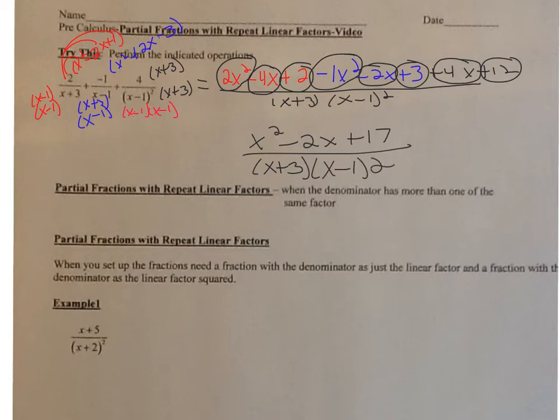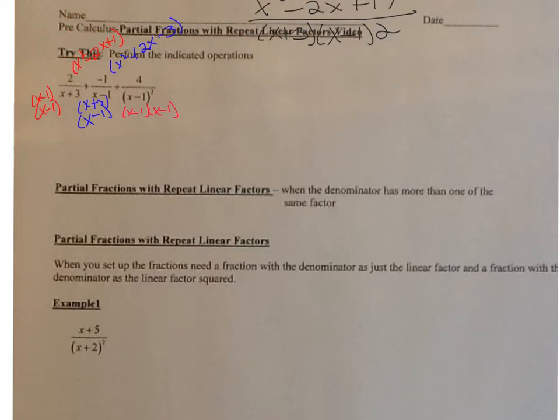Okay, so what we're going to be doing is coming up with the fractions when I have a denominator that has the same repeated linear factor. So like here, I have this linear factor of x minus 1, I have 2 of them. So when you have 2 of them, you're going to set up your fractions, and you're going to have to set up the fraction with the denominator of the linear factor, and you're going to have to set up a fraction with the denominator of linear factor squared.